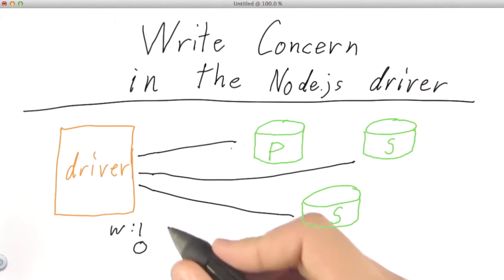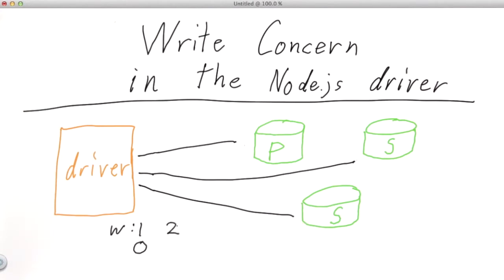You can also specify a write concern of 2 to say only return success if the primary and at least one secondary acknowledge the write. So the driver will not return success to the application until 2 nodes have been written to. Same thing applies for 3: 3 nodes have to acknowledge that they've received the write before the driver returns success. And so on for other numbers, depending on the number of nodes you have in your set and how many you want to make sure have received the write.